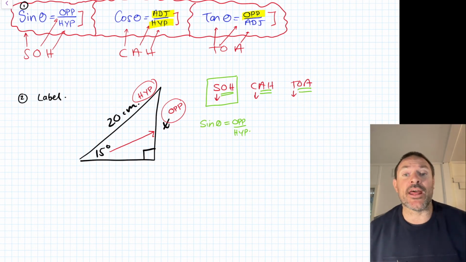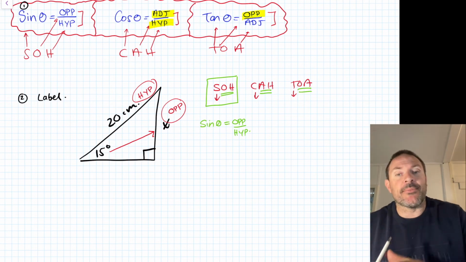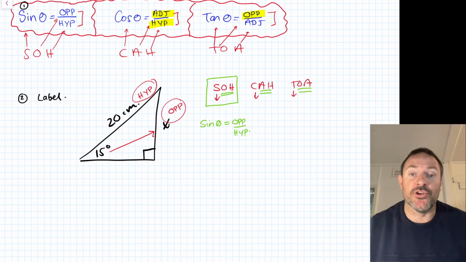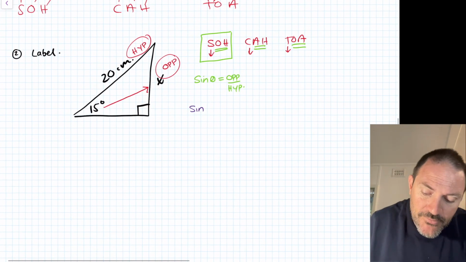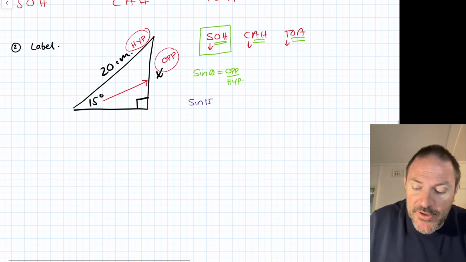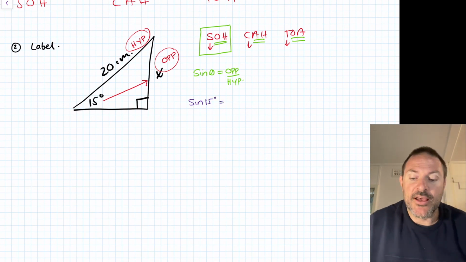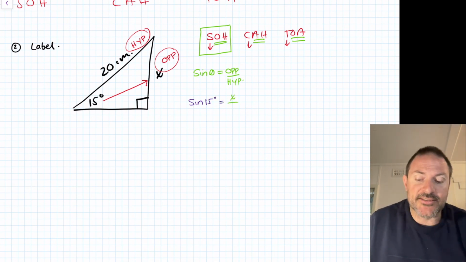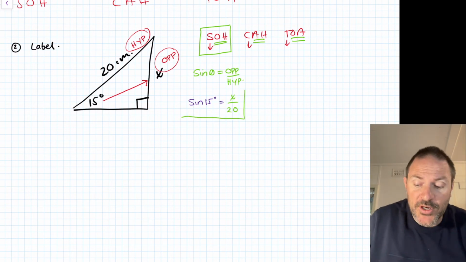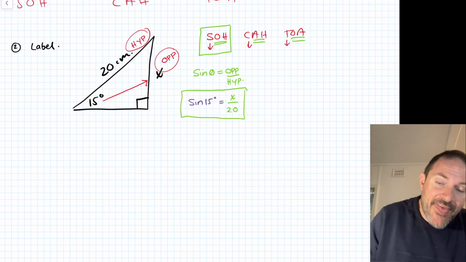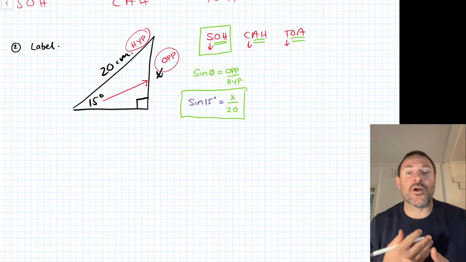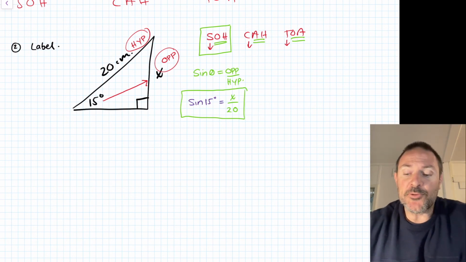The last thing that I want out of today's lesson is I want you to sub the values in, which once you have the rule, should not be hard. So, instead of having theta, we're going to type in 15 degrees. Opposite, we're going to put in the x, and the hypotenuse, we're going to put in the 20, and that's all I want. That is all I want for today, okay? To be able to write that out.